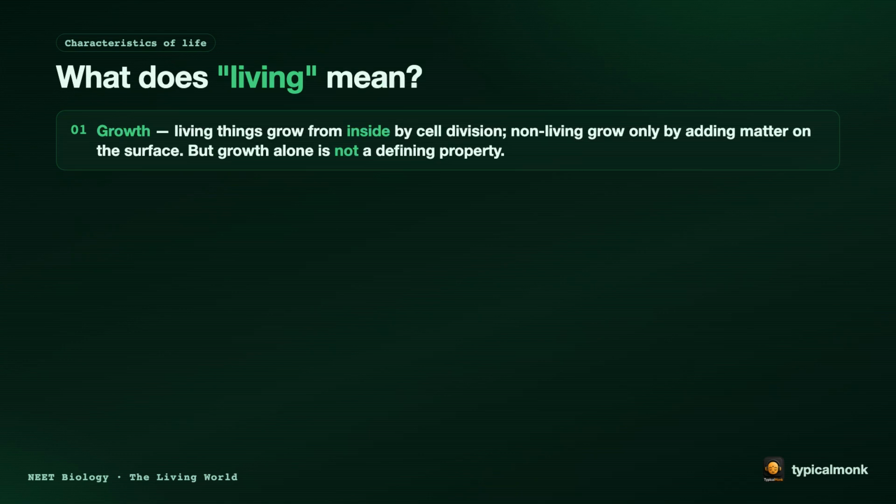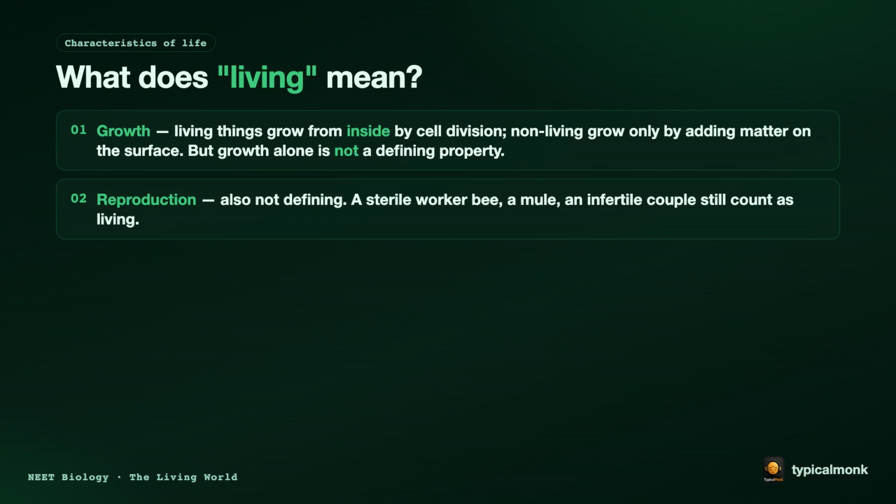Let us start with the obvious guesses and see why each one falls short. Growth. Living things grow from inside by cell division, while non-living things grow only by adding matter on the surface. But growth alone is not a defining property. Reproduction. This too is not defining. A sterile worker bee, a mule, an infertile couple, all are still very much living.